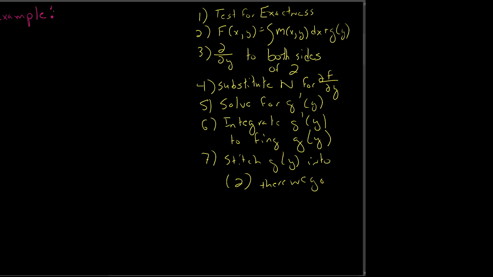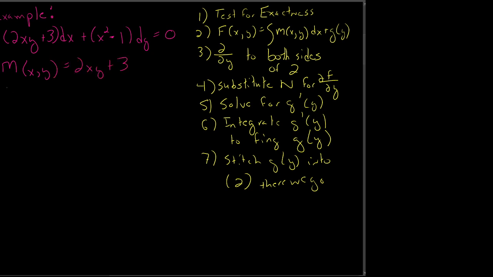Now we already know it's exact because I did that test earlier. But I think I'll repeat it. No, I won't repeat it here. You have your notes, and you have the big sheet of stuff that I did, so we're good. So looking at this, my m is going to be 2xy plus 3, and my n is going to be x squared minus 1.